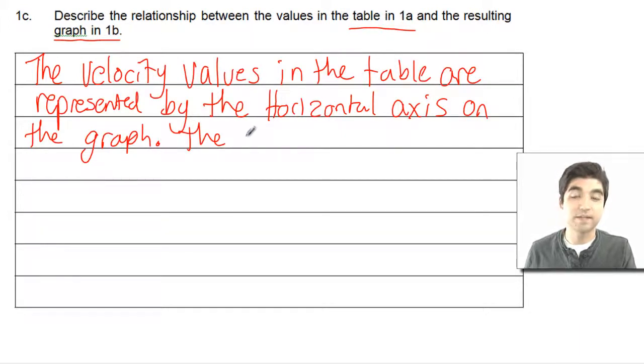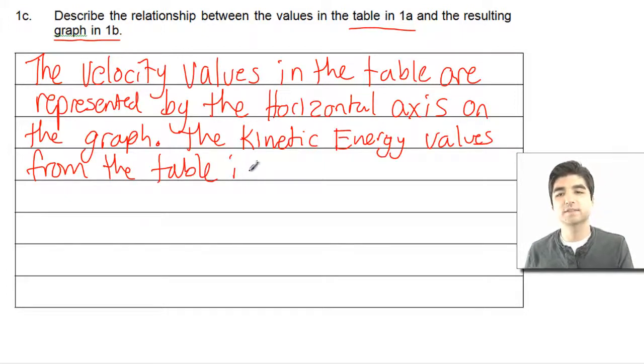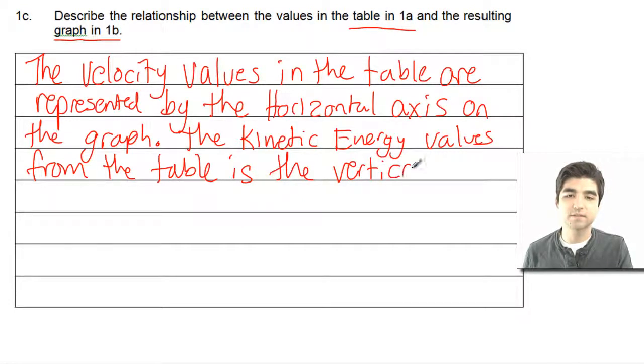Now let's talk about kinetic energy. The kinetic energy values from the table is the vertical axis.